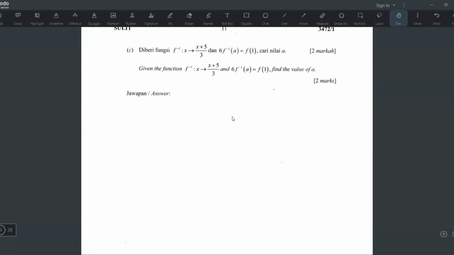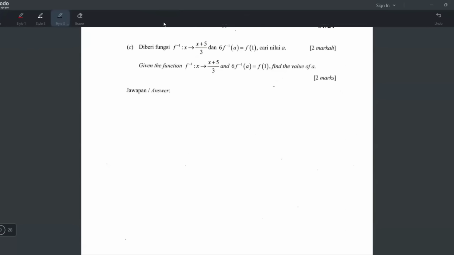So that's all. Okay, C is also another function question. So let's go. Given the function f inverse x is x plus 5 over 3. Oh, so we can find fx, right? Okay, let's see what they want first. 6 times f inverse A equals to f1. Find the value of A. Okay, this is important. So it says 6 times f inverse A equals to f1. But I think I have to find out the f1 and the f inverse A first. Because if I don't find these two, how can I substitute? Right? So we have to find f1 and f inverse A.